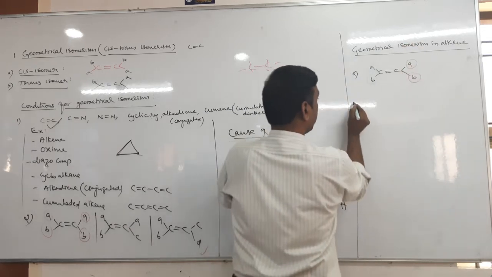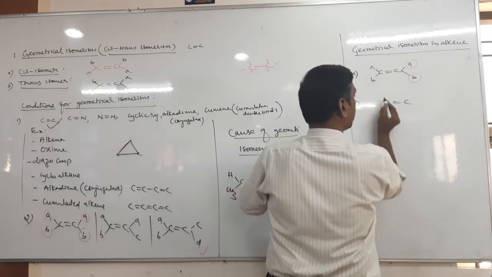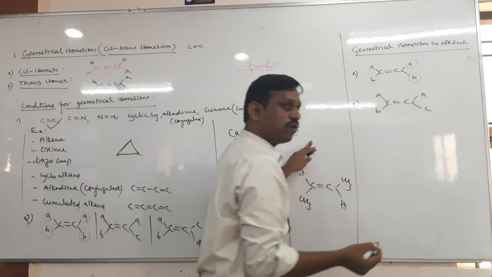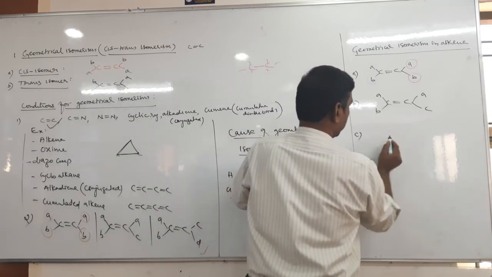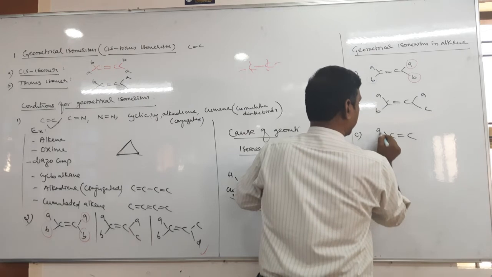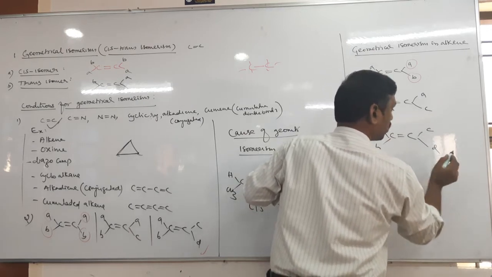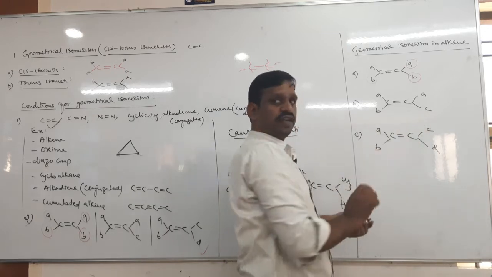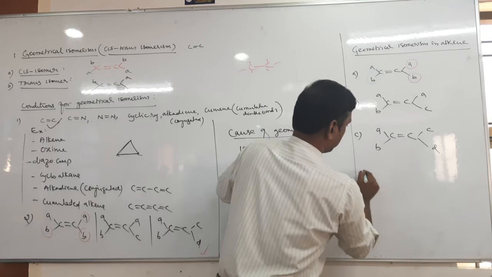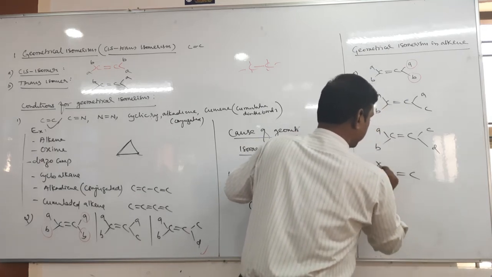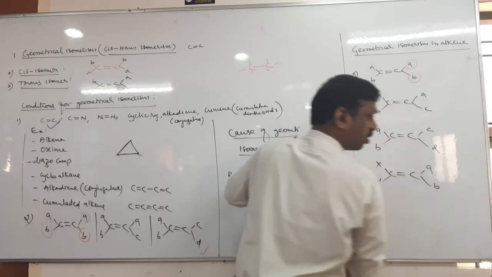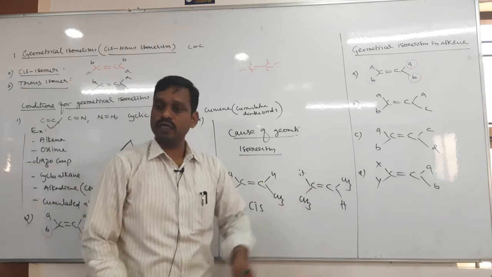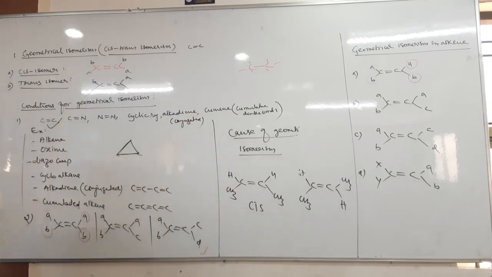Next, B. Carbon-carbon double bond. I will take AB on one carbon and AC on the other. Possible or not? Possible. Next, C. I will take AB and CD. Possible or not? Possible, because we need to see that A and B are different, and C and D are different. Next, let us take a carbon-carbon double bond with XY and AB. Possible or not? Possible. That means each double-bonded carbon should be attached to two different groups.